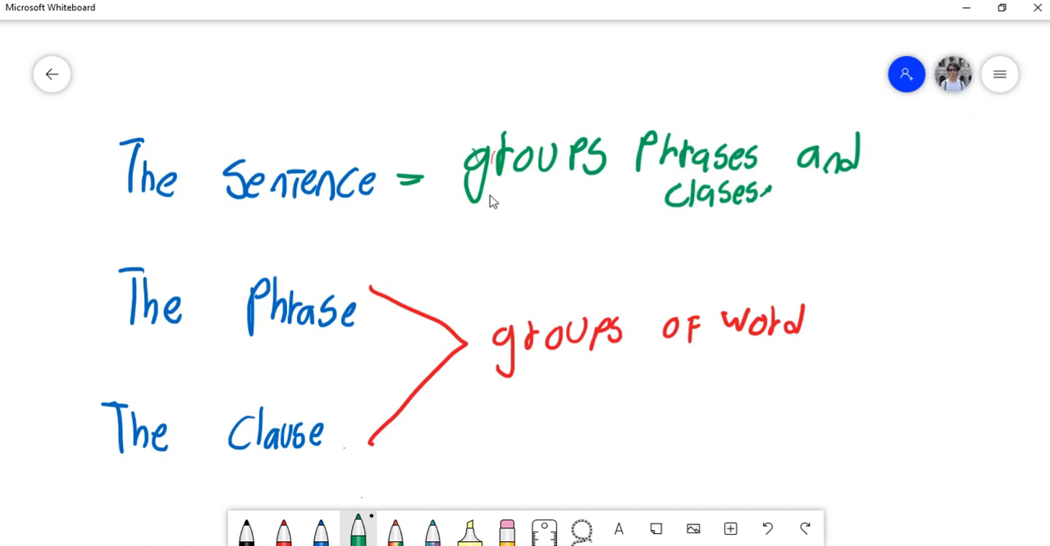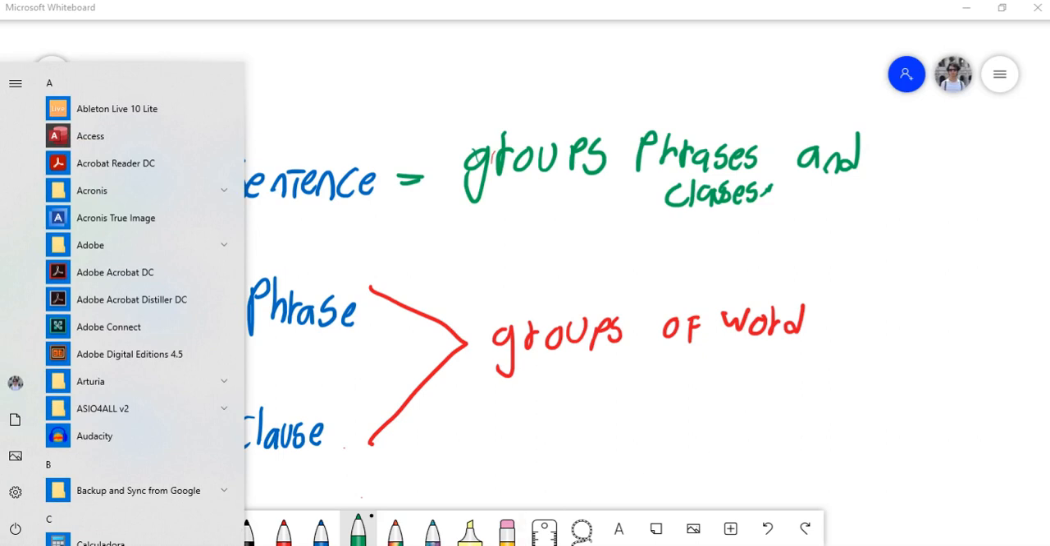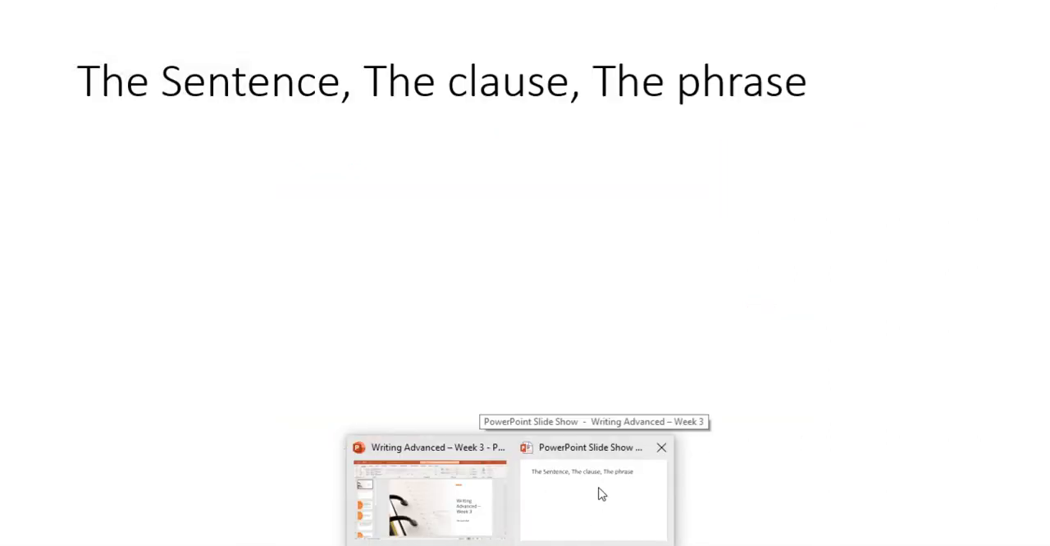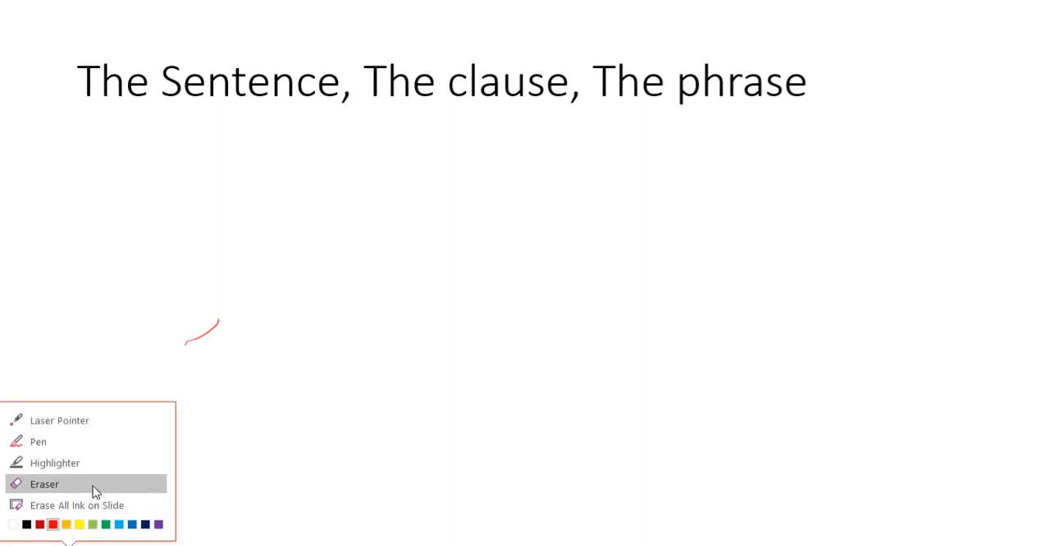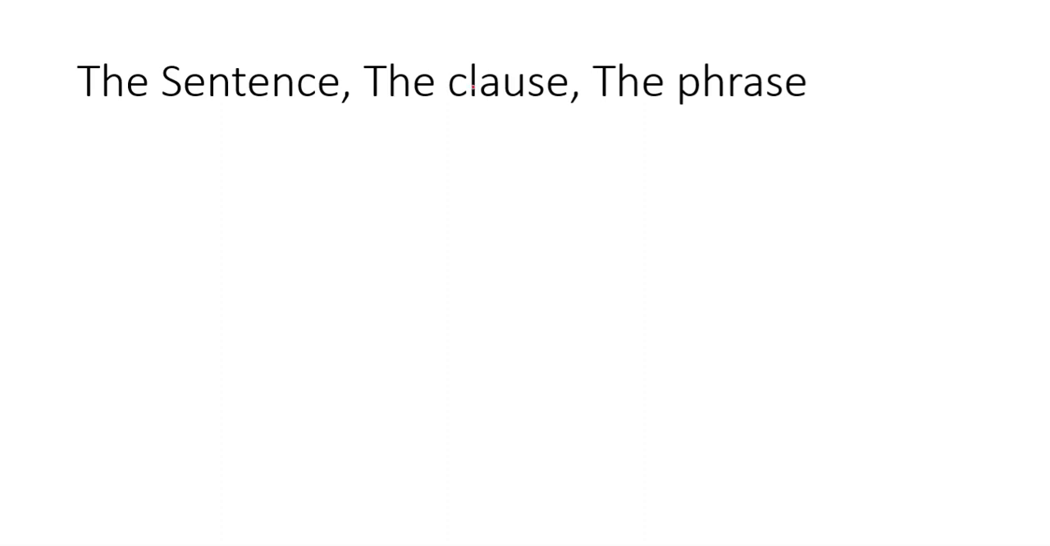What does that mean? It means that the clause can belong to a sentence and the phrase can make up a sentence. It is that simple. However, as today we need to talk about the semicolon, we need to perfect the conceptualization of the clause and the phrase. Give me just 1 second. Okay, so we have the clause and the phrase.